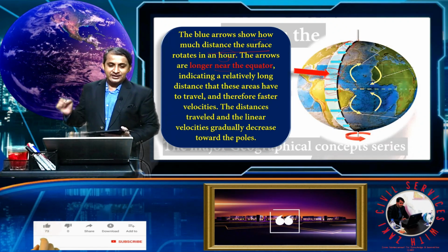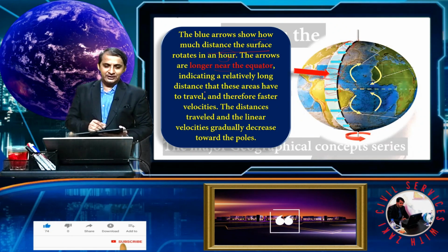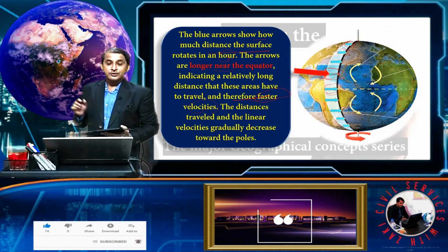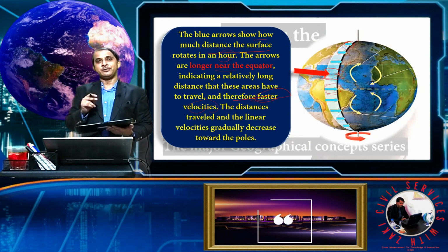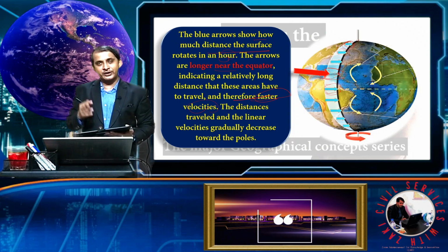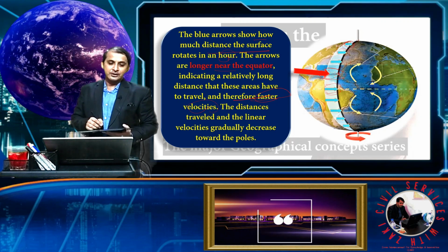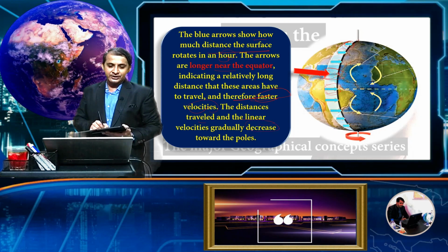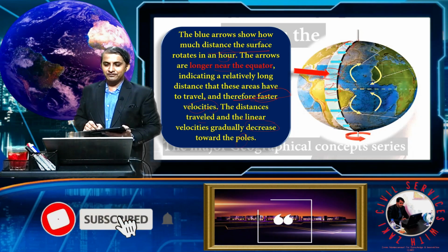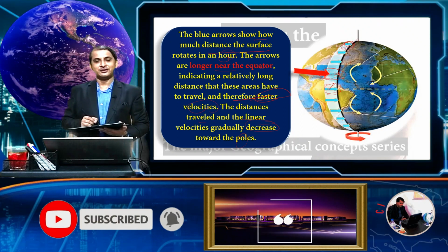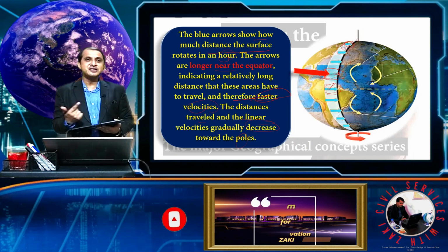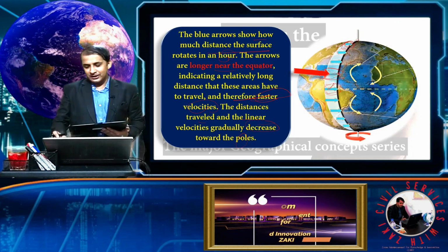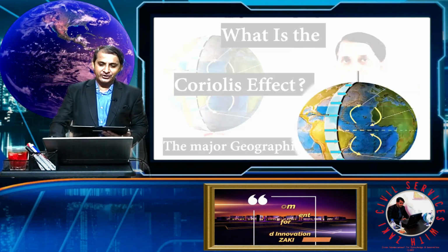These areas have to travel a relatively long distance, and therefore have faster velocity. More distance means more speed. The distance traveled and the linear velocity gradually decrease toward the pole. So here more velocity, here less velocity. Velocity decreases as you go towards the pole. Let's move forward and see what happens near the pole.